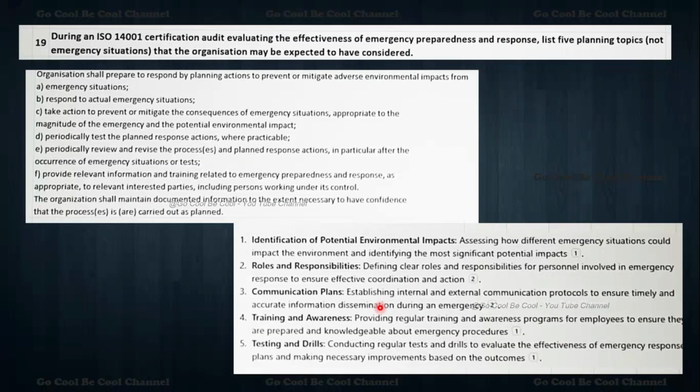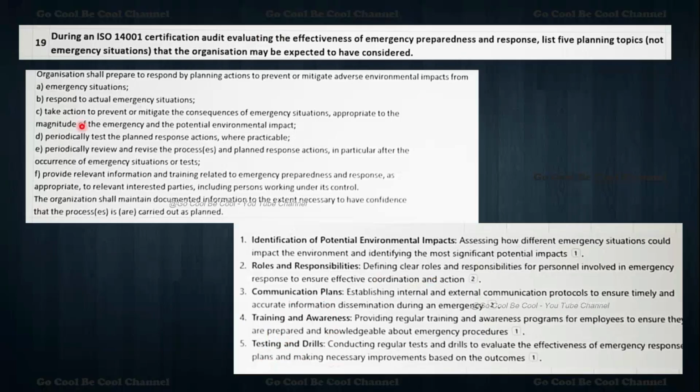So this one is very nice, very simple. During an ISO 14K certification audit, evaluating the effectiveness of emergency preparedness and response: list 5 planning topics, not emergency situations, that the organization may be expected to have considered. Here are 5: identification of potential environmental aspects, roles and responsibilities, communication plan, training and awareness, and then testing and drills.